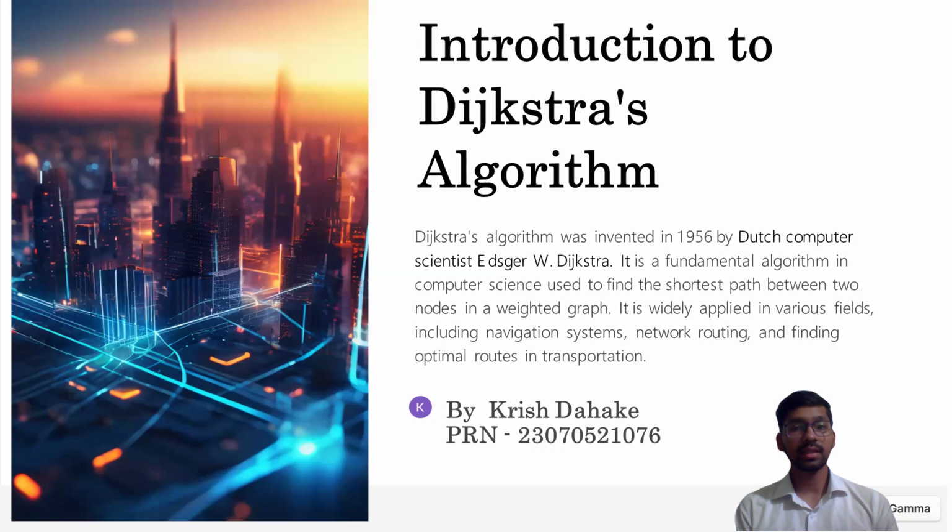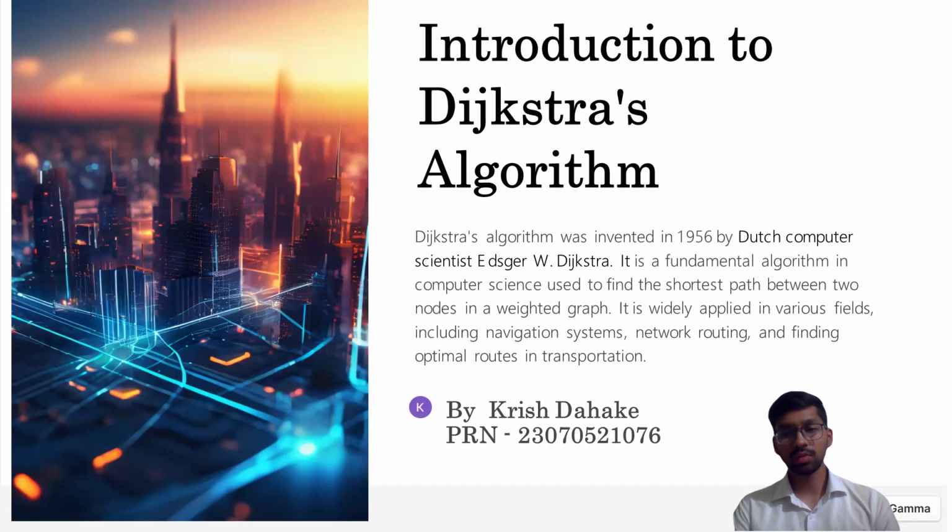I will be presenting Dijkstra's algorithm. So let's start. Introduction to Dijkstra's algorithm. Dijkstra's algorithm was invented in 1956 by Dutch computer scientist Edgar Dijkstra. It is a fundamental algorithm in computer science used to find the shortest path between two nodes in a weighted graph. It is widely applied in various fields including navigation systems, network routing, and finding optimal routes in transportation.